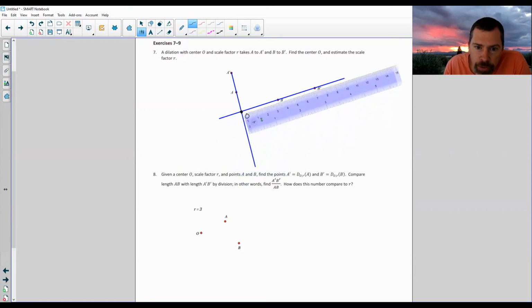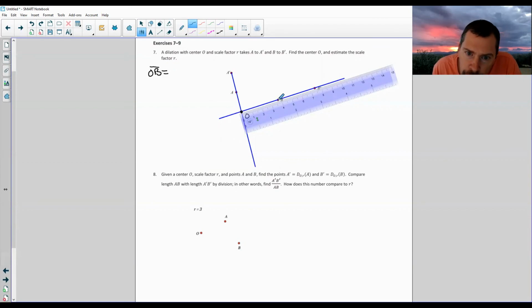So all I need to do now is put my ruler on OB and measure OB. Over here, I'll say length of OB equals 3.7 centimeters. And then I measure out to OB prime. The length of OB prime is 7.4 centimeters. Now, B prime is beyond B, so this is a scale up where r is greater than 1.